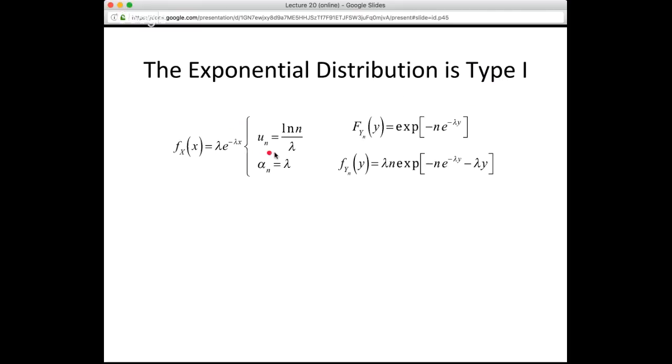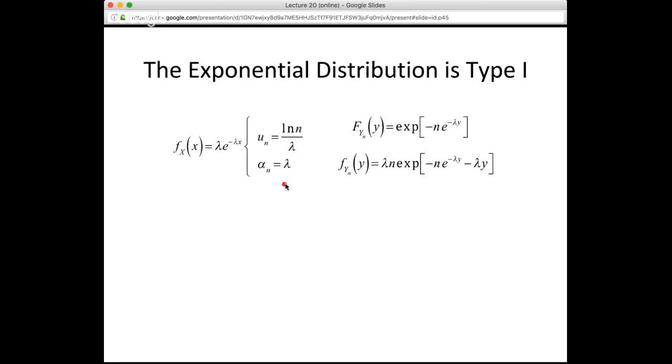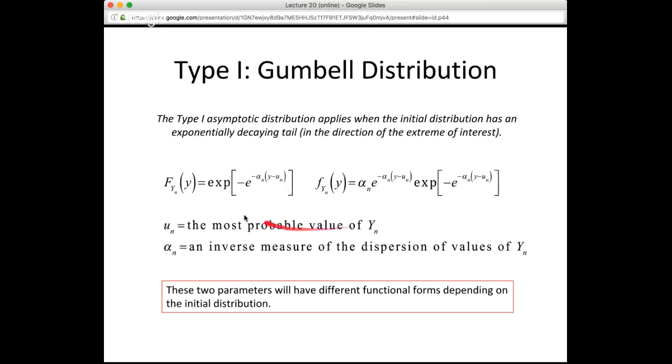And in this case, as shown in the book, and actually even just looking at our previous result for the exact extreme distribution for the exponential, you can show yourself that u_n and alpha_n in this case are given as follows. u_n is the natural log of the sample size divided by lambda, and alpha_n is just equal to lambda. And then the corresponding CDF and PDF for the type 1 distributions in the case of the exponential just look like this. I've just substituted these two values for u_n and alpha_n. Let me go back to the Gumbel distributions for the CDF and PDF.